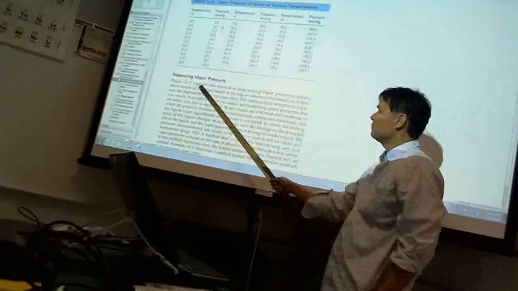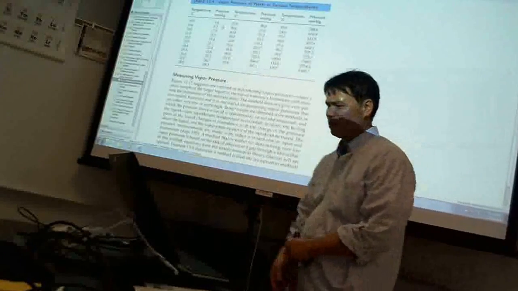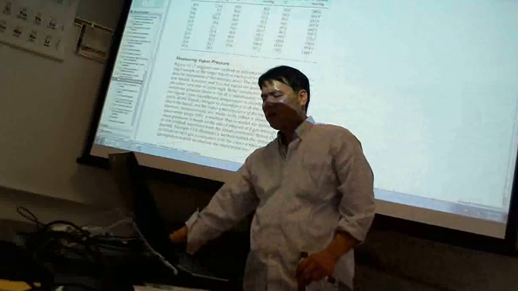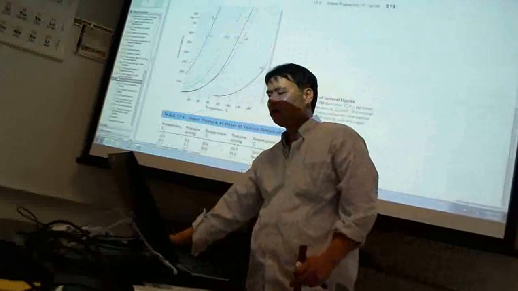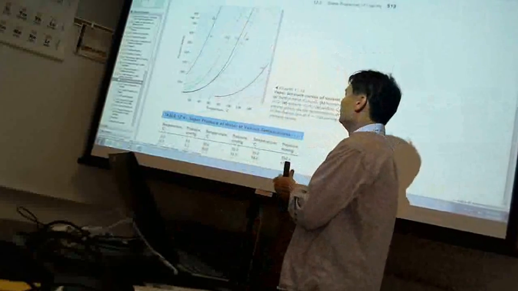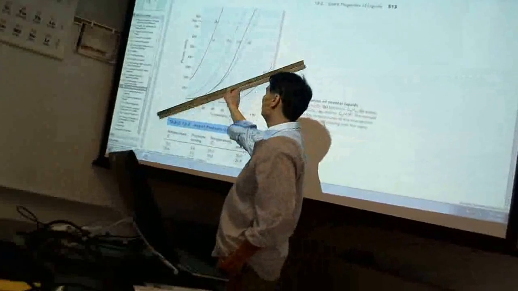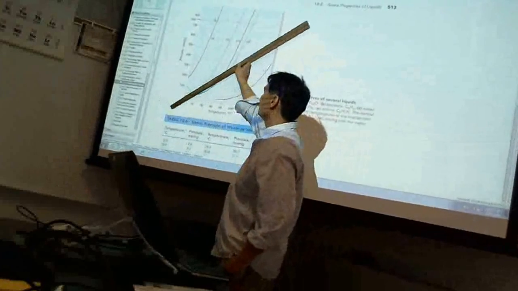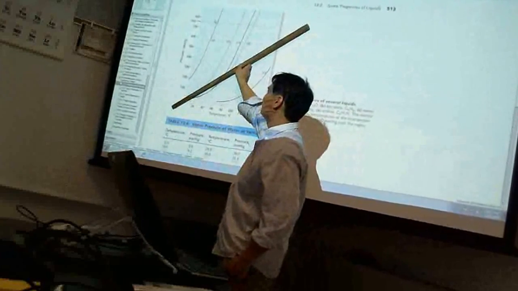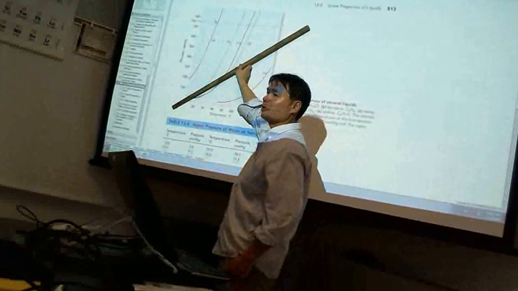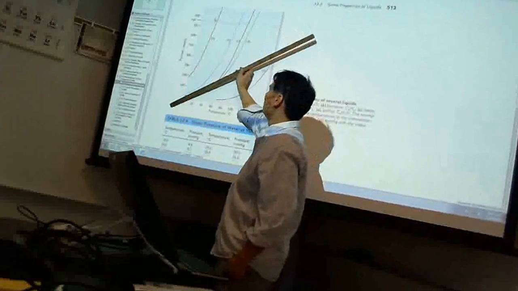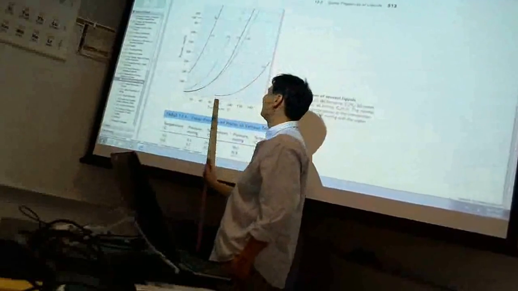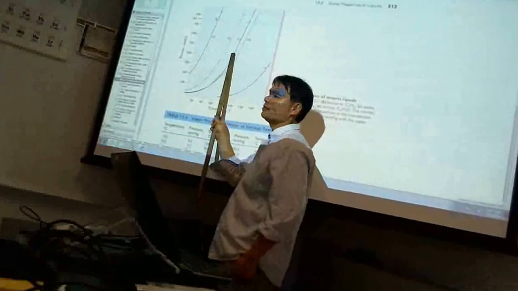Now, vapor is a gas. And when we plot this out, it doesn't come out linear. Normally, if you go back to the ideal gas law, as the temperature increases, the pressure increases. So if we double the temperature, the pressure should double. But what happens is, as we increase the temperature, the pressure increases exponentially. Why is that?